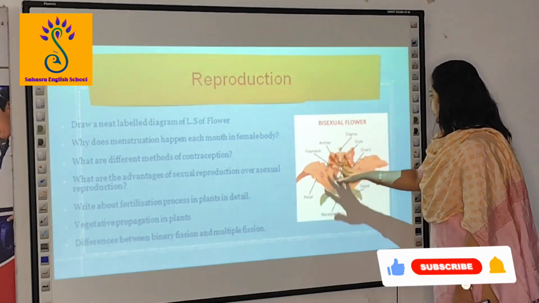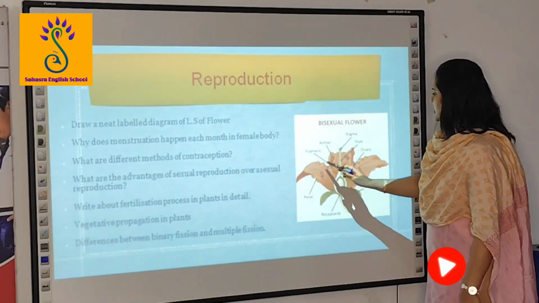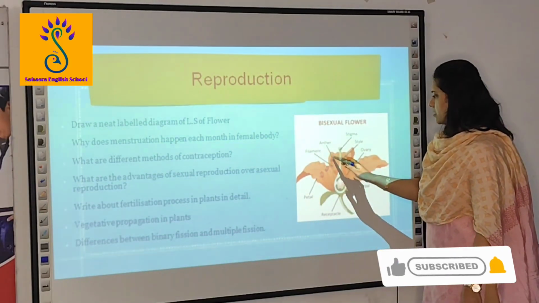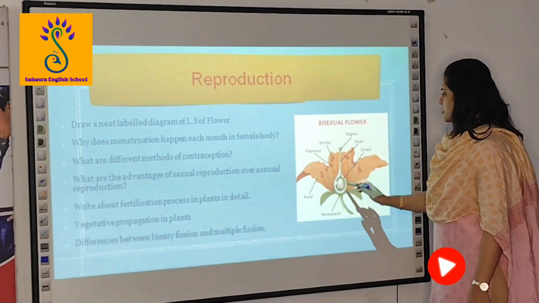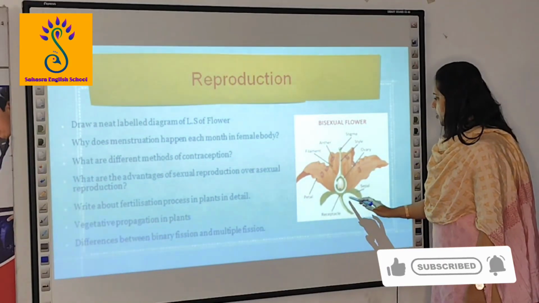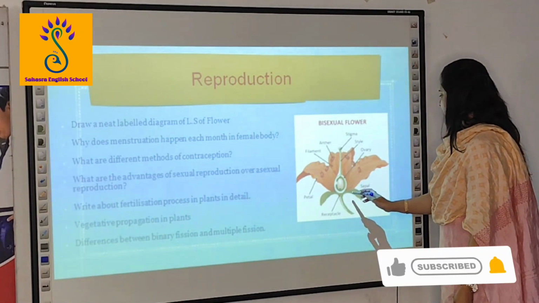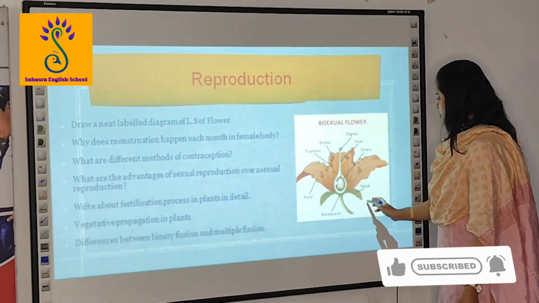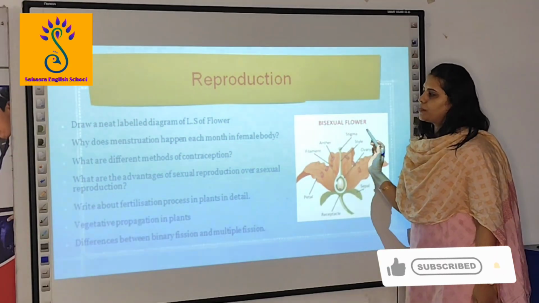Look at this figure. This is the petal, this is the filament and anther, this is the stamen, isn't it? What is this? This is the pistil: stigma, style and ovary. Female reproductive and male reproductive parts you are going to write. Okay? And these are the sepals. These are petals and these are the sepals. This is the receptacle. If you draw this figure, it will fetch 4 marks.